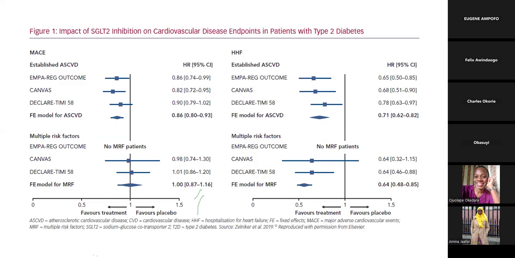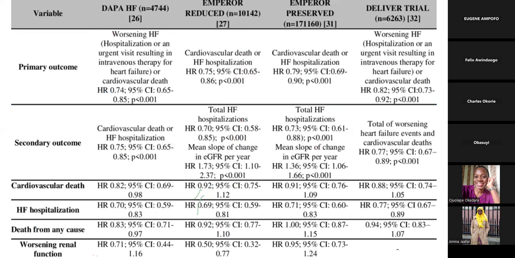Same slide. These are trials in patients with type 2 diabetes, looking at cardiovascular disease. These are the various trials that have been used: EMPA-REG, CANVAS, DECLARE-TIMI, all of them have looked at that. Then these trials, DAPA-HF, EMPEROR-Preserved, the DELIVER trial, all these have been used for heart failure. These are trials we need to remember that support use of SGLT2 inhibitors in heart failure with reduced ejection fraction and heart failure with preserved ejection fraction.